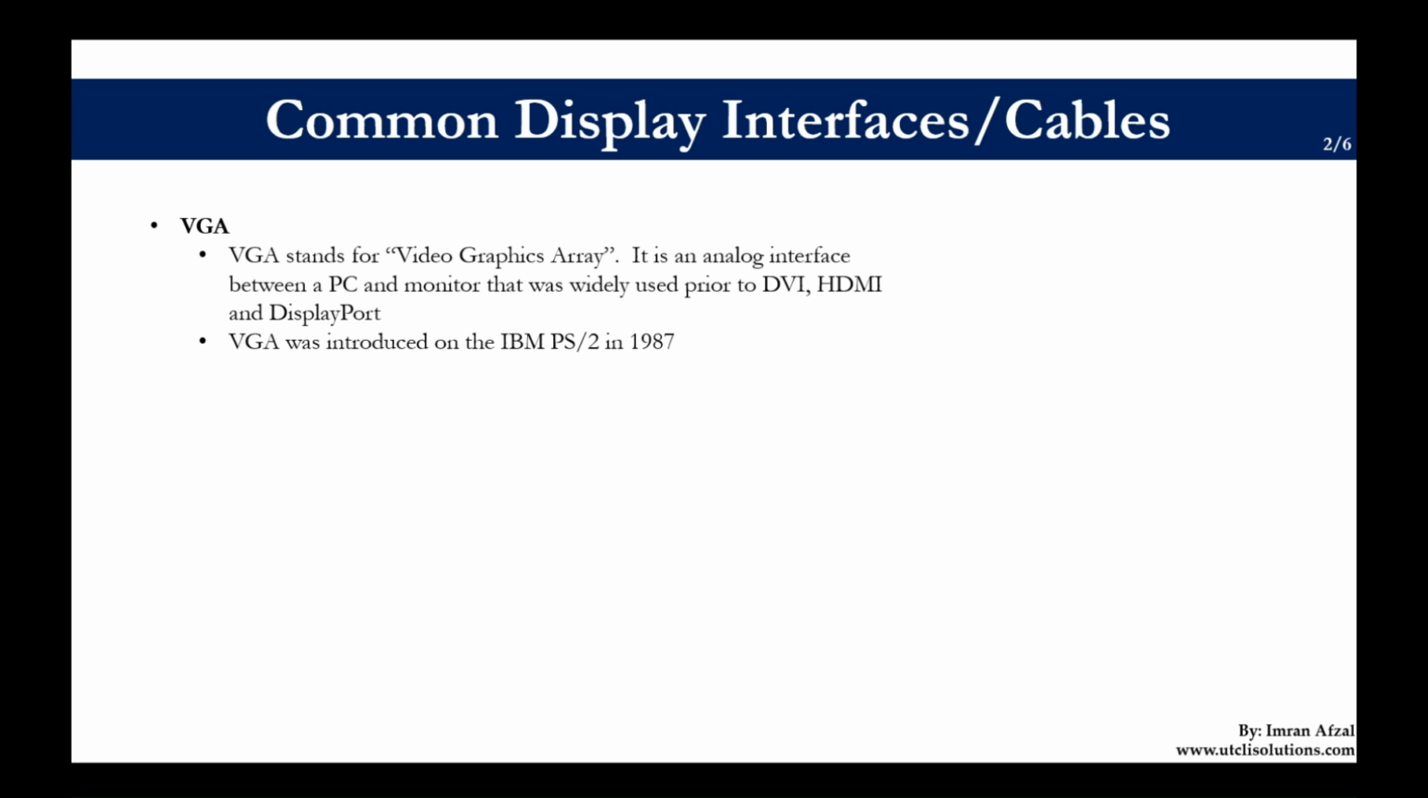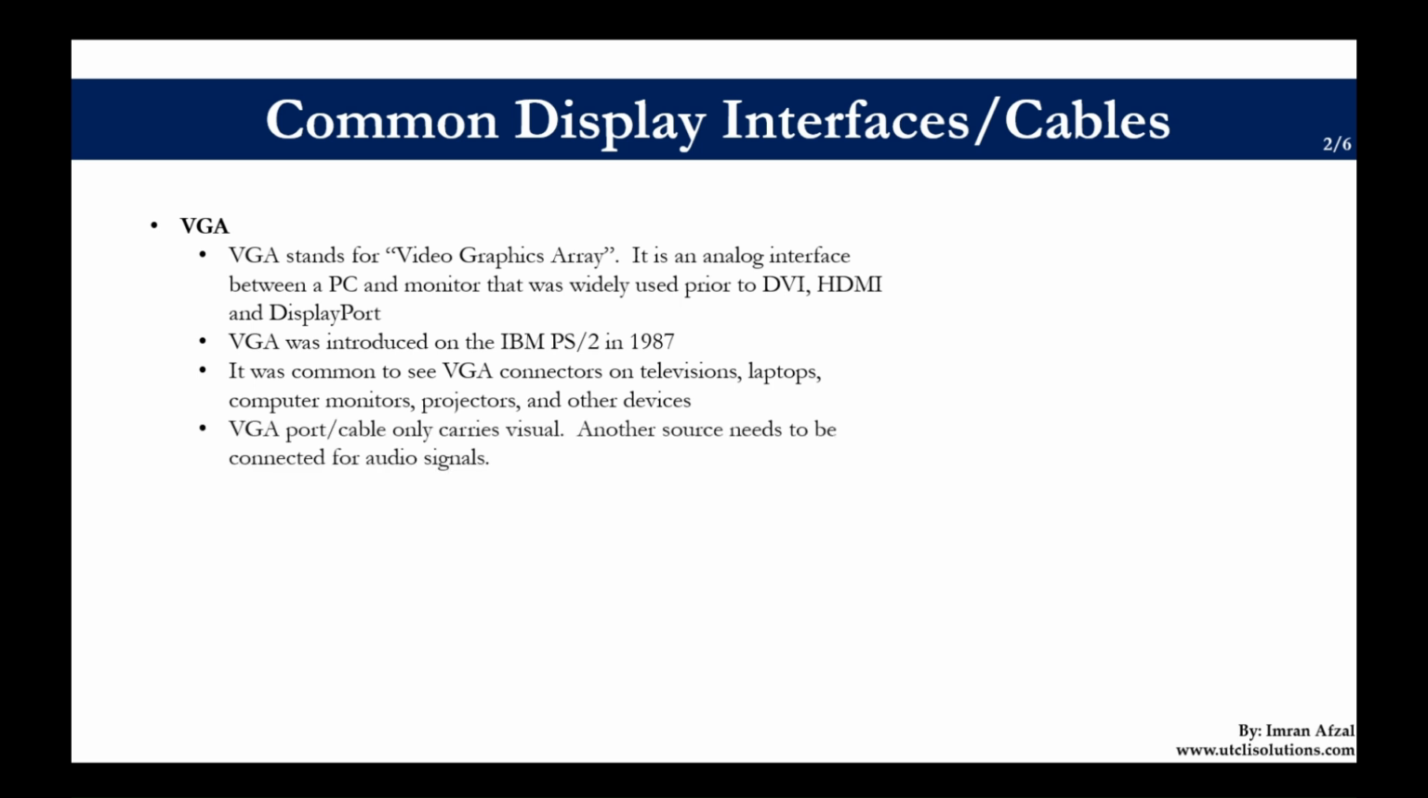VGA was introduced on the IBM PS/2 platform in 1987. It was common to see VGA connectors on televisions, laptops, computer monitors, projectors, and other devices. A VGA port or cable only carries visual, meaning video. Another source needs to be connected for audio signals. Yes, that one VGA cable that you see does not carry audio with it. You would have to connect a separate cable for it.